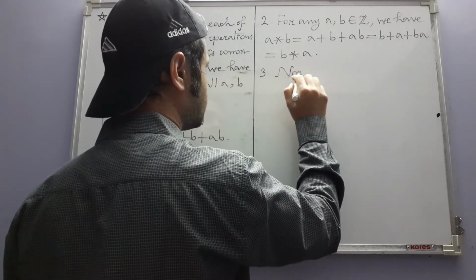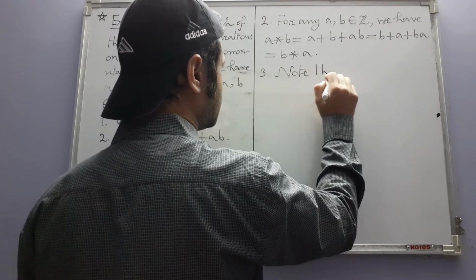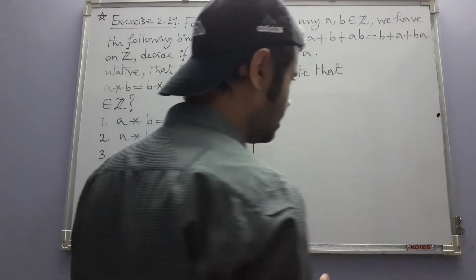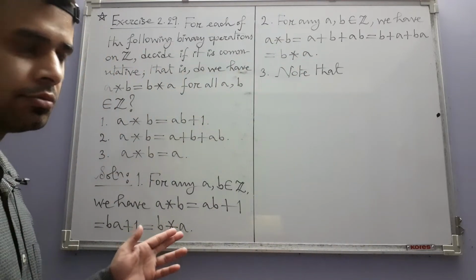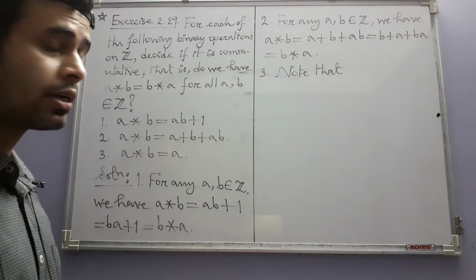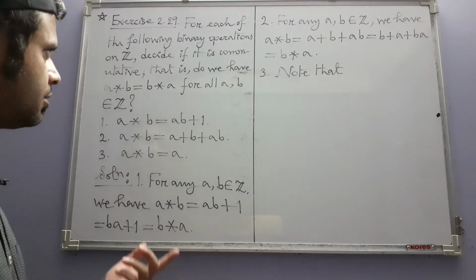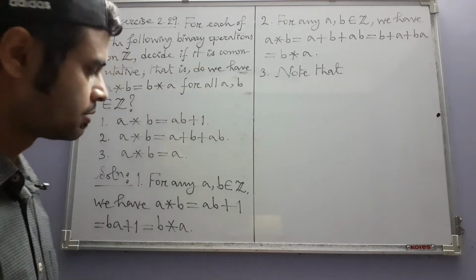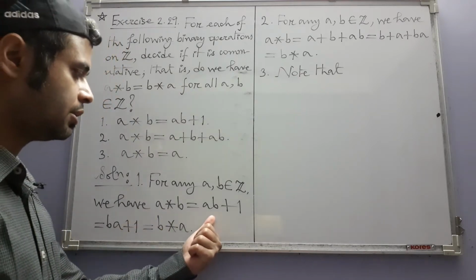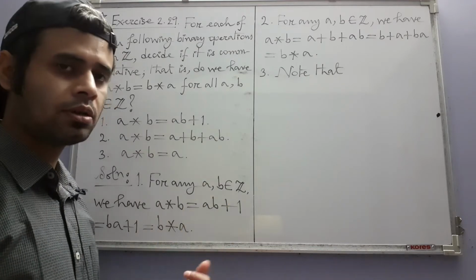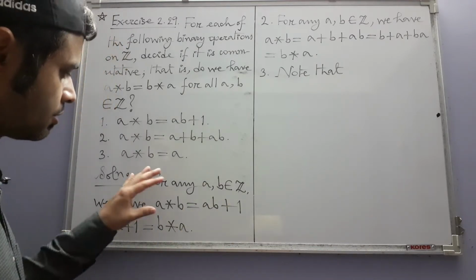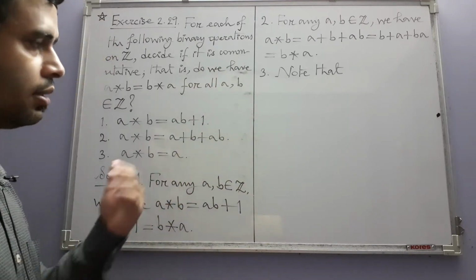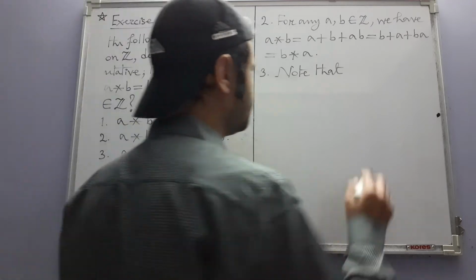Note that the third one, however, will not be commutative. To see that it is not commutative, only one counter example is enough. One example that shows that a star b and b star a are two different integers. However, to show commutativity, we have to prove it for all pairs of integers a and b. So in these first two parts, we are doing it generally, and here we will show one counter example.